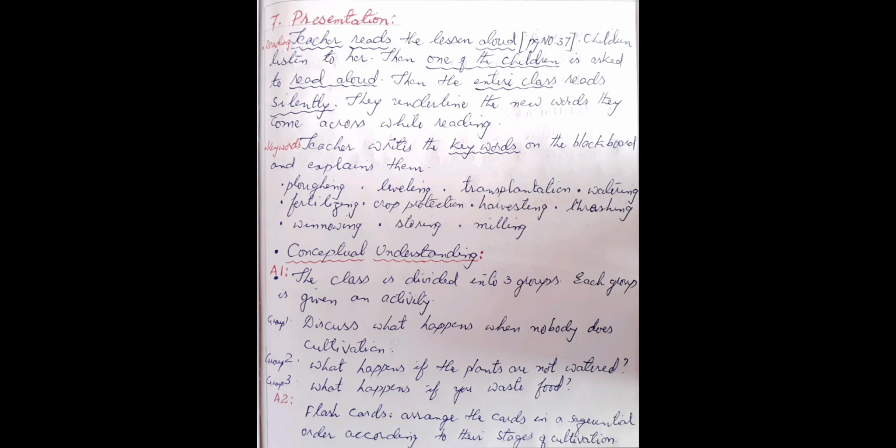Activity 1. The class is divided into 3 groups and each group is given an activity. Group 1: they discuss about what happens when nobody does cultivation. Second group: they discuss about what happens to plants if they are not watered. And third group: they discuss about what happens if the food is wasted. Second activity. Flashcards will be given to the children and they have to arrange the cards in sequential order.